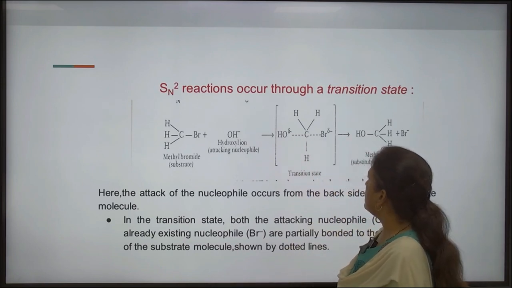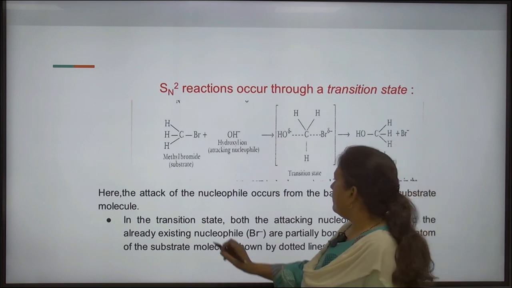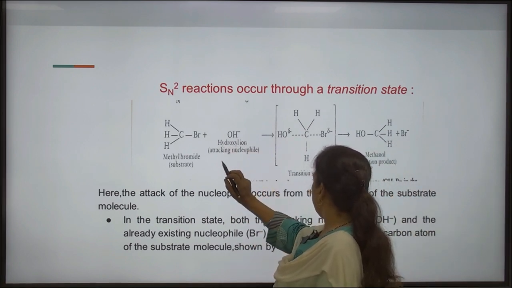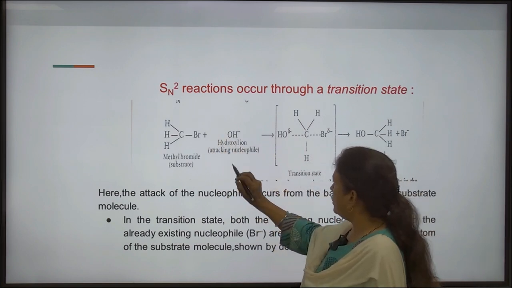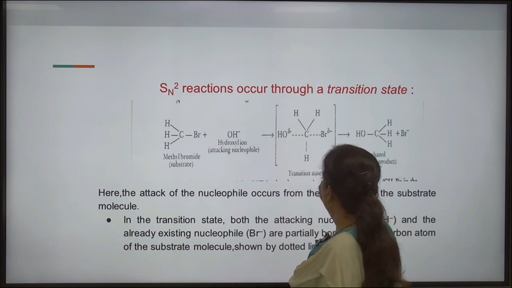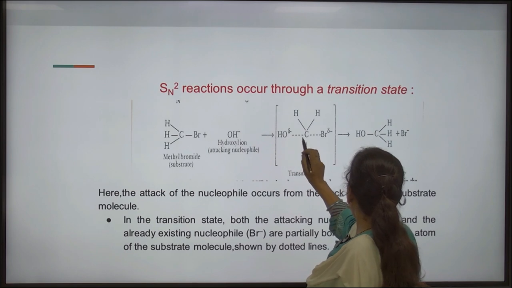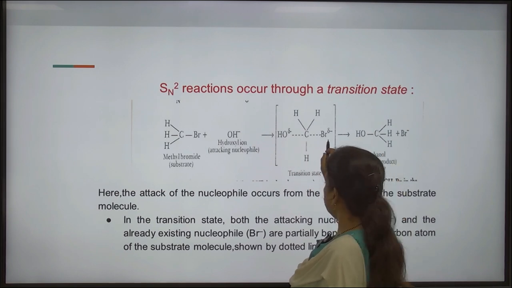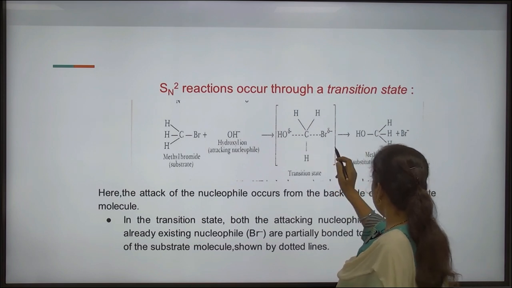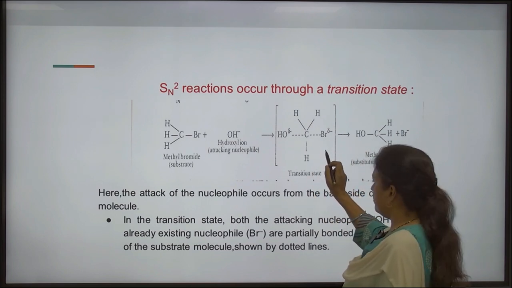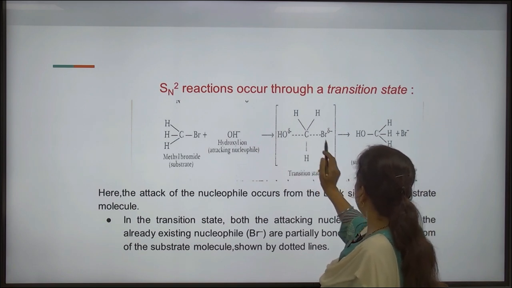SN2 reactions occur through a transition state. Here, the attack of the nucleophile occurs from the backside of the substrate molecule. In the transition state, both the attacking nucleophile and the already existing nucleophile, that is bromide ion, are partially bonded to the carbon atom of the substrate molecule, shown by dotted lines.